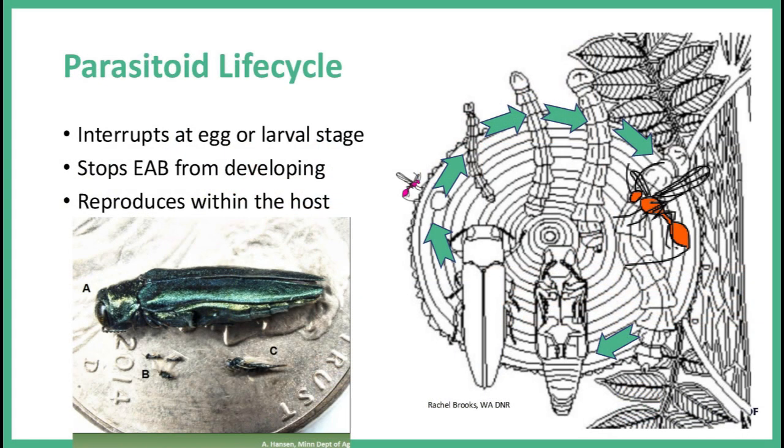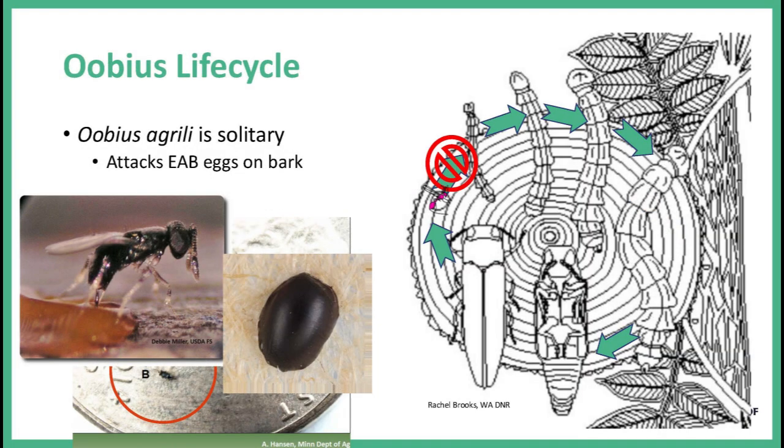When EAB are attacked by a parasitoid, it stops their development. So Oobius lays its eggs inside of the EAB's egg, on the outside of the bark. It then hatches and stops EAB from ever hatching or developing as a larva and doing any of that damage that Colin mentioned about feeding on the phloem and the inner bark of the tree. Oobius are really tiny. You can see them on a dime there, and they end up turning the eggs pitch black.